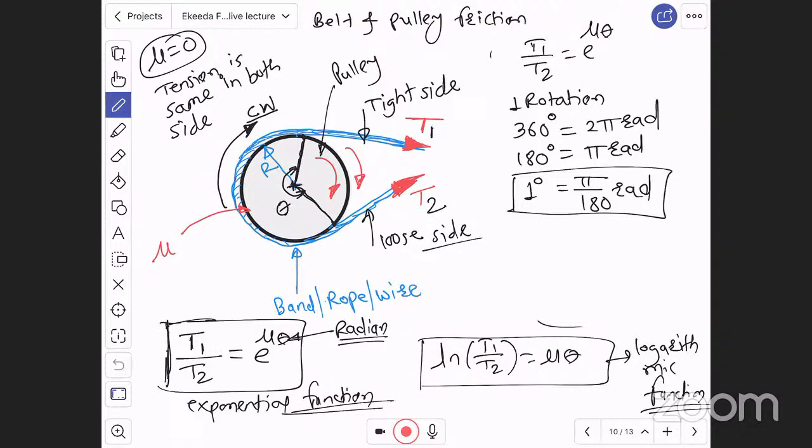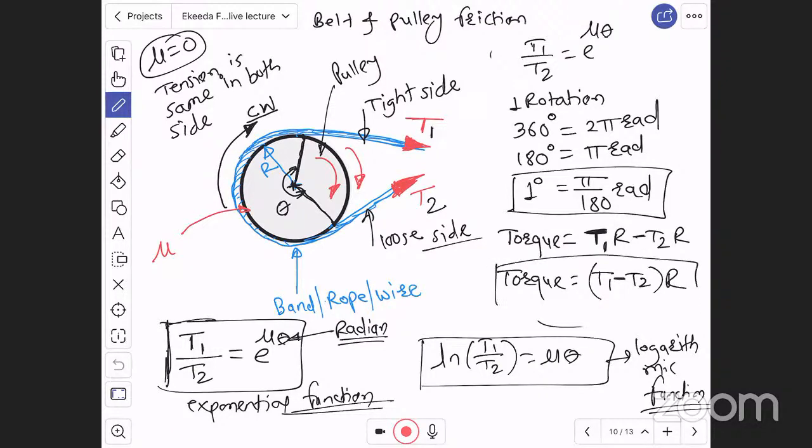Again, what is the torque here? Can I say torque is equal to T1, tension 1 into radius, it is in clockwise direction, therefore it is positive, minus T2 into radius, which is in anti-clockwise direction, which is negative. Therefore torque is equal to tight side tension minus loose side tension, into radius, because many times they have asked a question to find torque also, right? And this torque is responsible for the rotation.